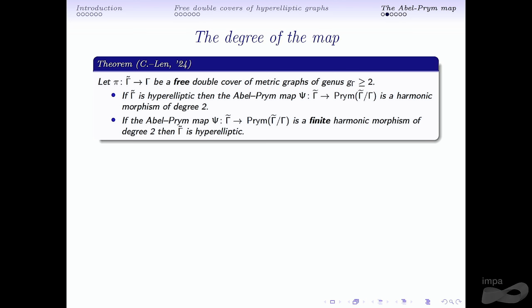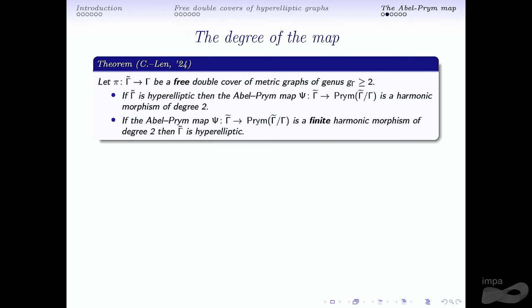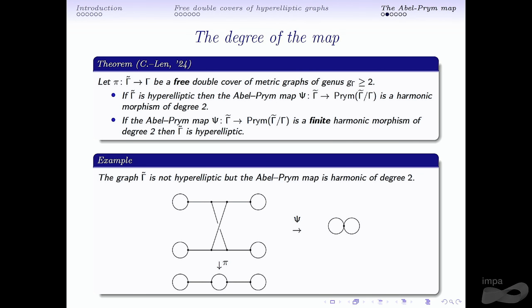And in the algebraic case, if we consider an étale double cover of curves, C tilde is hyperelliptic if and only if the Abel-Prym map has degree 2. So here it's not the same as in the algebraic setting. And this is a counterexample.